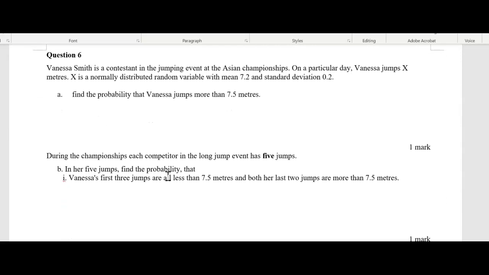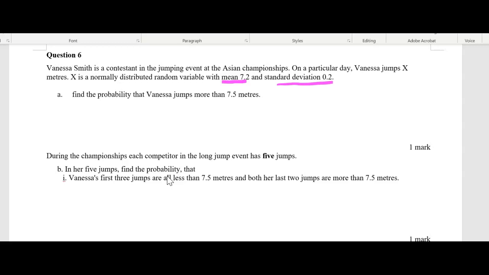So question 6, Vanessa Smith is a contestant in the jumping event at the Asian Championships. On a particular day, Vanessa jumps X meters. X is a normally distributed random variable with a mean of 7.2 and a standard deviation of 0.2.